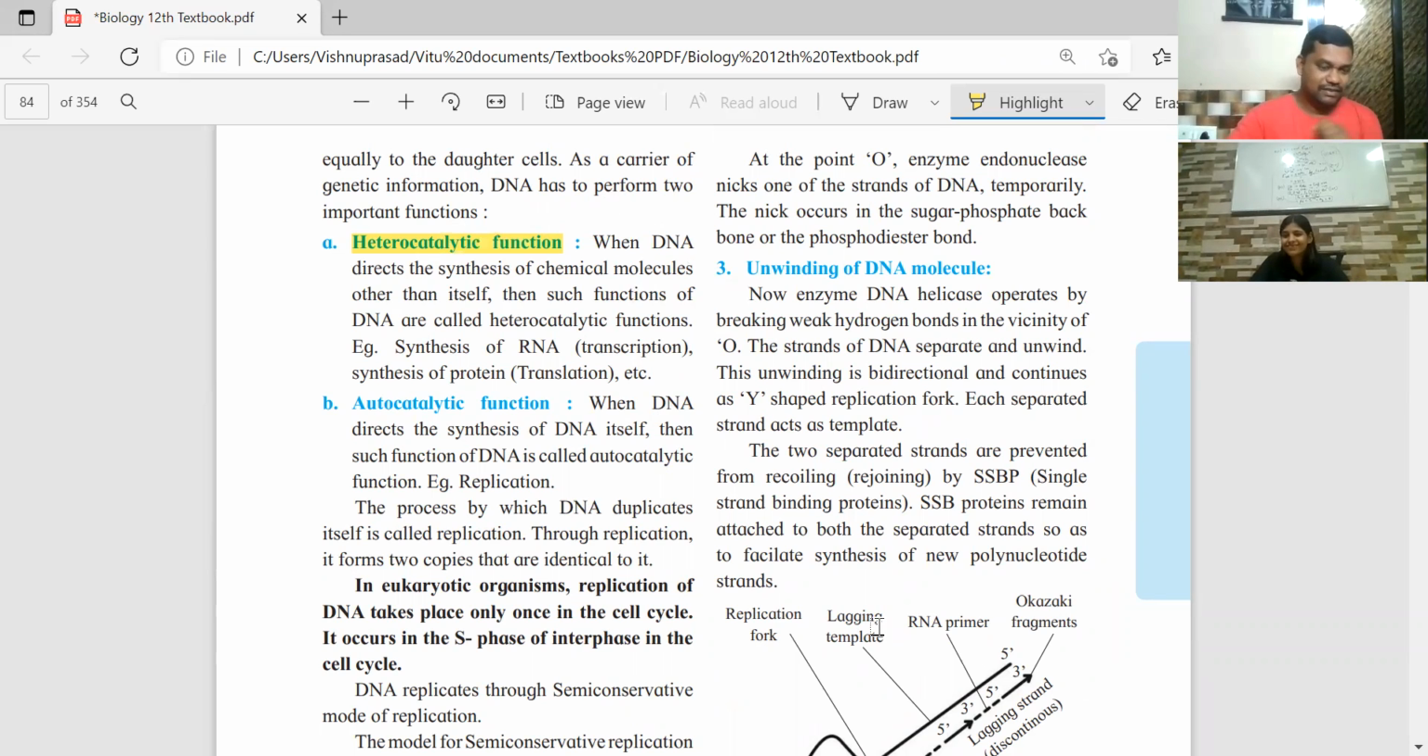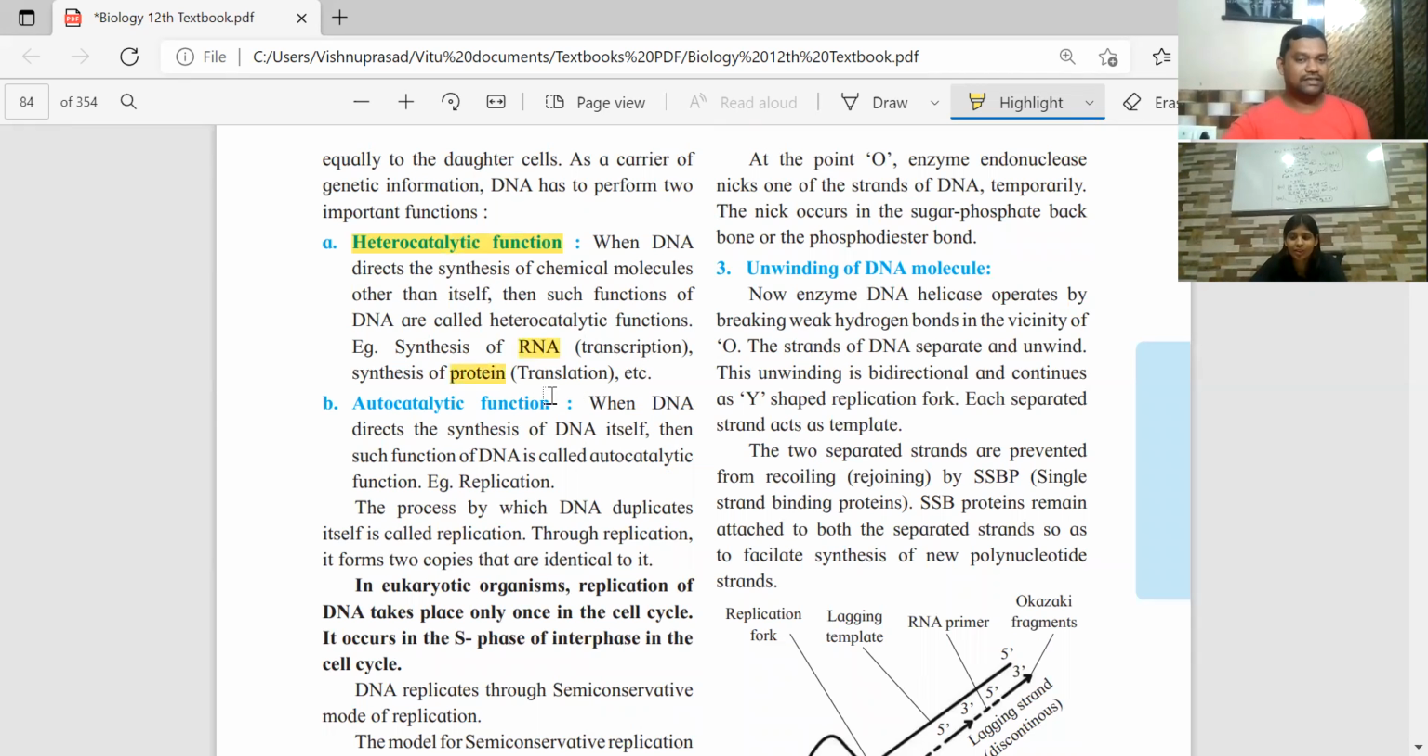Heterocatalytic function of DNA means when a DNA molecule gives rise to any other molecule except DNA. DNA से RNA बनता है, DNA से protein बनता है. So it is not DNA, some other molecule is formed. Synthesis of RNA from the DNA is called transcription. Synthesis of protein is called translation. So such a function where a DNA molecule gives rise to any other molecule except DNA, we call it heterocatalytic function.